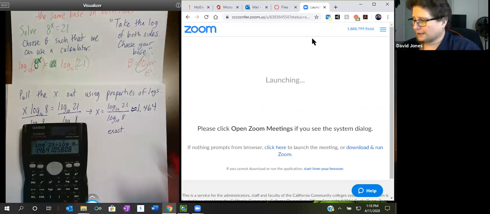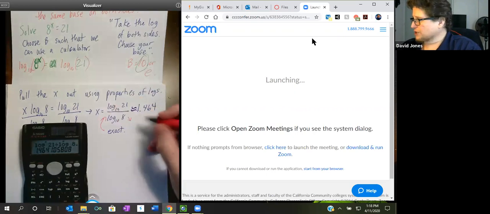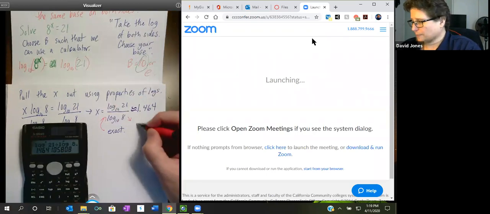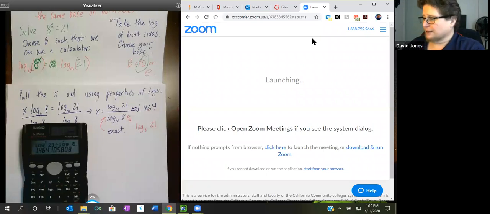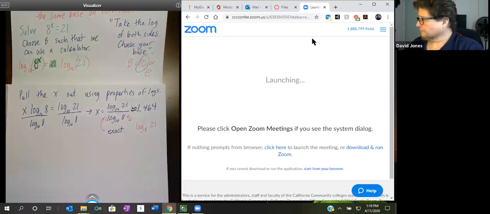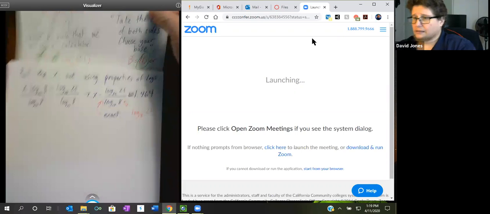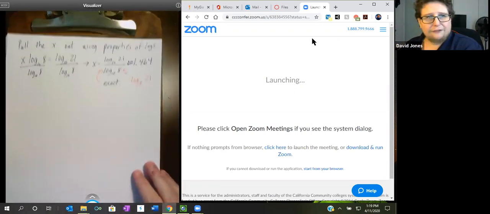If you want to be real clever, this is exact. Remember we could use the change of base and actually make this work backwards. Say this is log base 8 of 21. Those are the same thing, but this isn't calculable easily unless you have a table, and we're better off using a calculator. So that's the idea of things we're going to do. You guys ready for more?